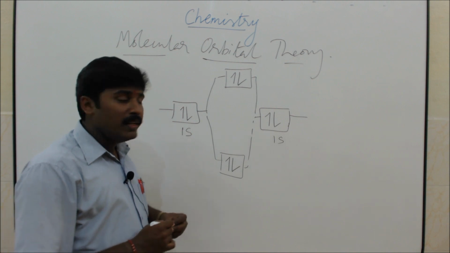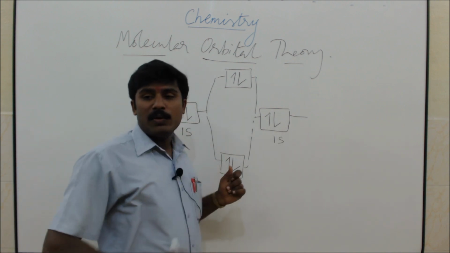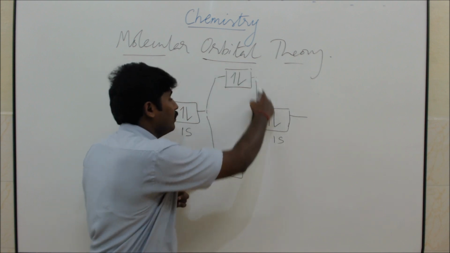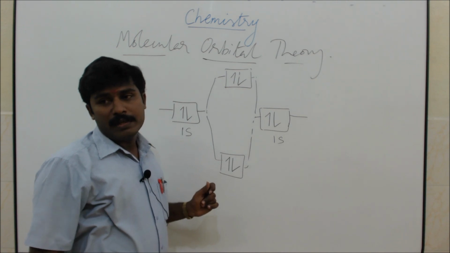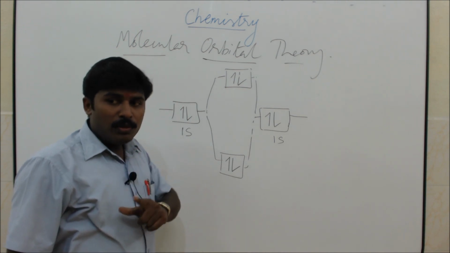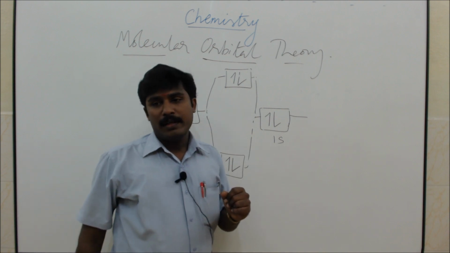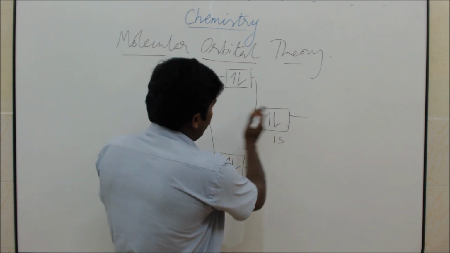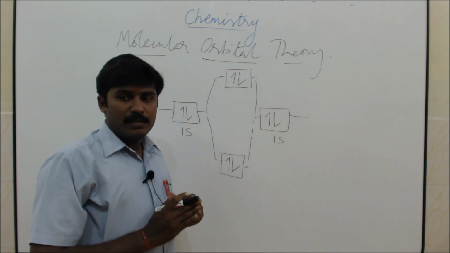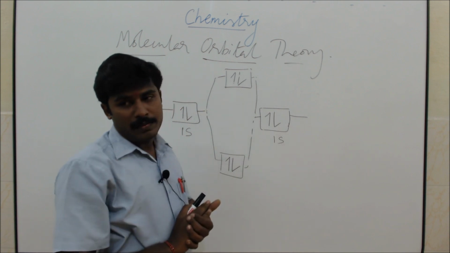So, what is the first point? In a molecule, electrons present in new orbitals are known as molecular orbitals. This one is the molecular orbital, and this is the atomic orbital. How will a molecular orbital form? The molecular orbital is formed by the combination of two atomic orbitals.